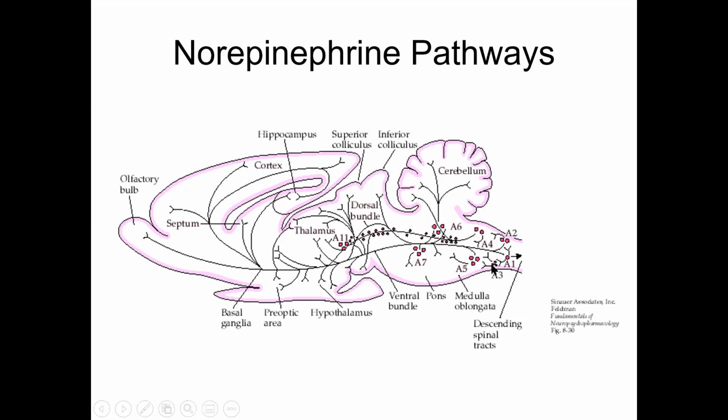Now, A3, A5, and A7 sort of form a continuum of scattered noradrenergic cells through the reticular formation of the medulla and the pons. And what they will basically form is eventually what is called the ventral noradrenergic bundle. So these are norepinephrine containing cells that are ascending. And notice where they ascend into.